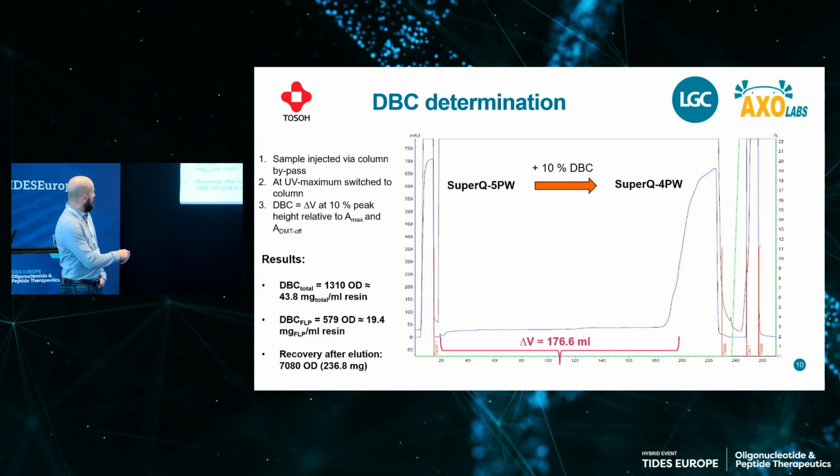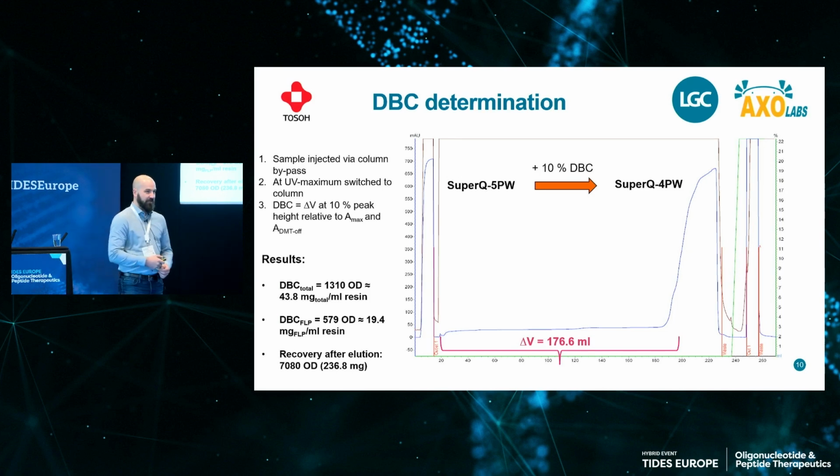And then they were able to load roughly 44 milligram of crude feed onto the resin, which translates to roughly 20 milligrams of full-length product onto the oligonucleotide. Or if you're speaking in ODs, it's roughly 1,300, 1,400 OD per milliliter. Then, as I said, they also eluted here everything that was binding to the column later on.